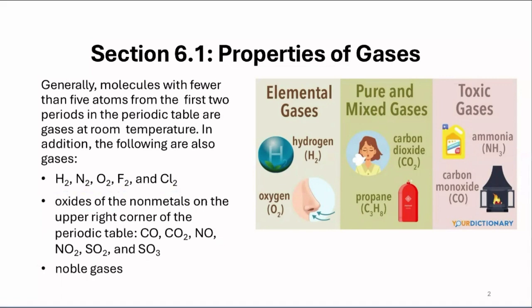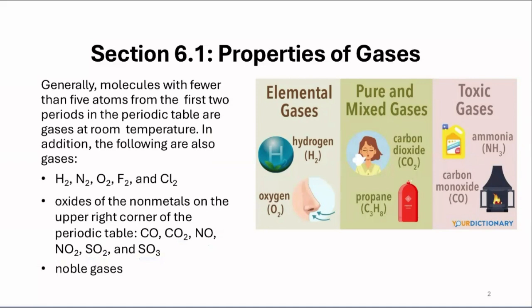Next, oxides of the nonmetals from the upper right corner of the periodic table tend to be gases at room temperature. Those include carbon monoxide, carbon dioxide, nitrogen monoxide, nitrogen dioxide, sulfur dioxide, and sulfur trioxide.